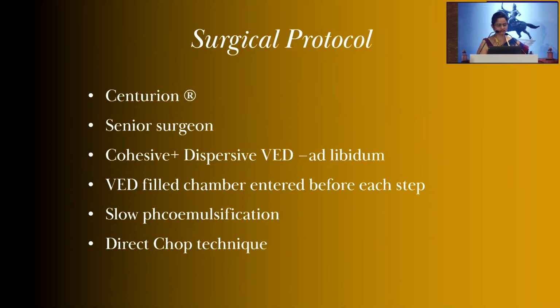The surgical protocol was redefined as per the count, and anything with a low count, that is less than 2000, or with guttata or with a high cell area, was then subjected to special techniques: use of viscoelastic devices, cohesive and dispersive in a soft shell technique, as well as ad libitum, and a viscoelastic-filled chamber entered before every step, that is even before irrigation and aspiration, the chamber was filled with viscoelastic device. Slow phacoemulsification was done, and direct chop technique or technique modification based on grade of the cataract was done.